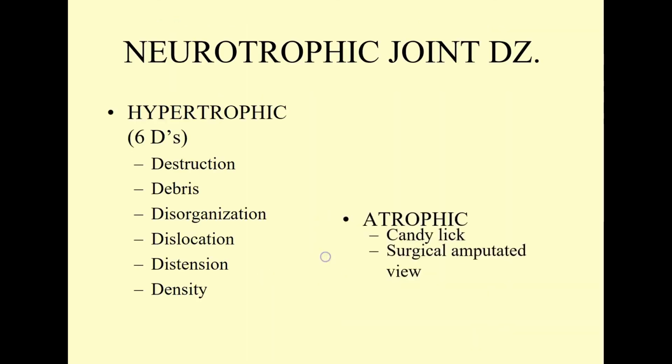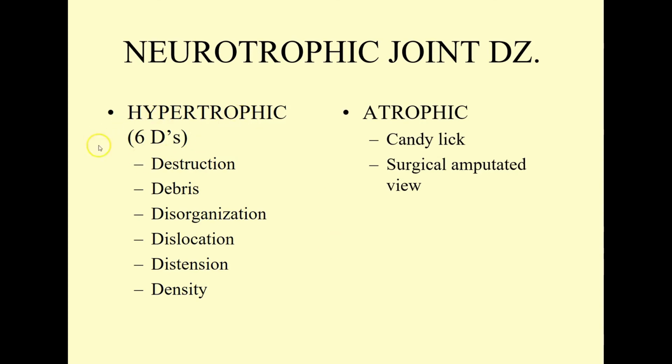Neurotrophic joint disease comes in two major flavors. The hypertrophic form, I would strongly suggest that you develop a technique to remember the 6 Ds. I've done it by remembering a story, and I'll share that with you when I have a representative image up there. And then the atrophic form: candy-like appearance, surgically amputated view. Those are the kind of catchphrases that you'll see. For the hypertrophic patient, bag of bones is one of the more common designations.